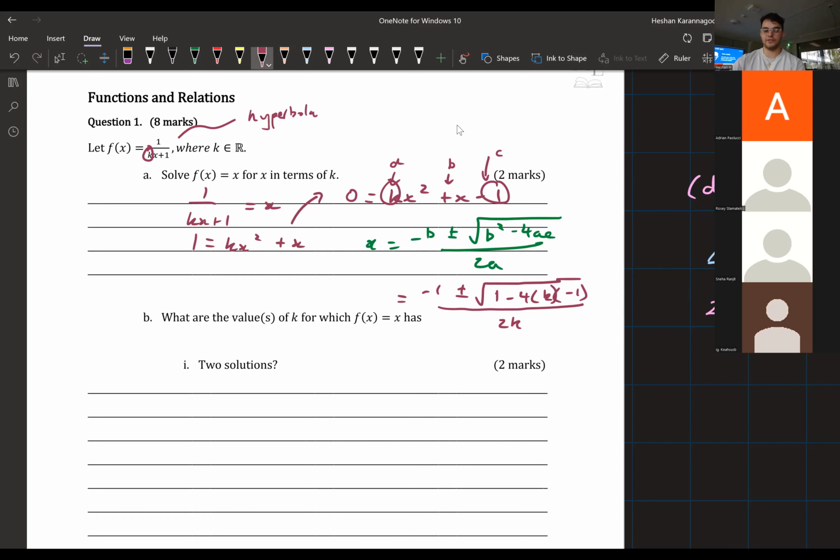Then we can simplify whatever's underneath the square root. So negative 1 plus or minus the square root of 1 plus 4k, all divided by 2k. These would be your 2 solutions for x, one with the plus and one with the minus outside the square root.